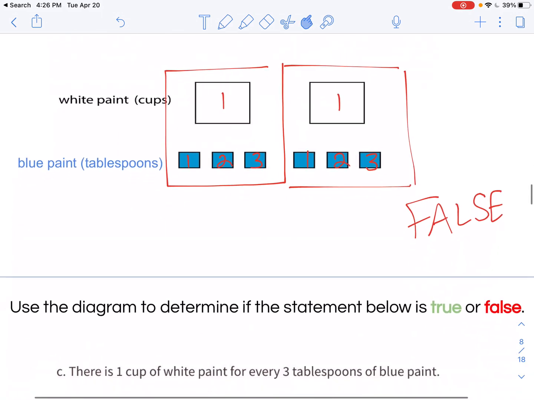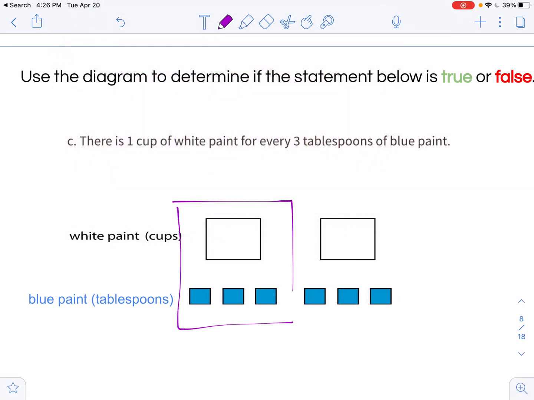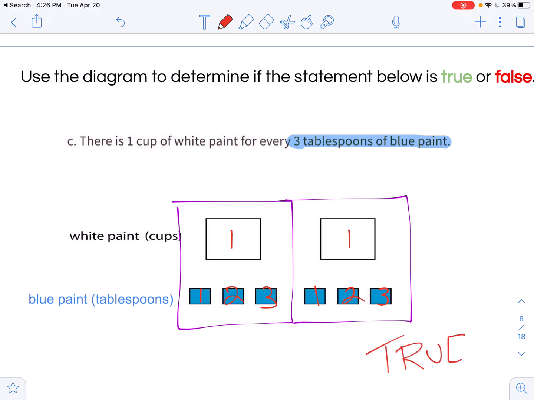All right, let's look at statement C. There is 1 cup of white paint for every 3 tablespoons of blue paint. This one we know is true. It's the same picture that we just drew. The only thing that's different is right here. It says 3 tablespoons of blue paint, not 2. So if we look at this again, there are 1, 2, 3 blues in the same box with that 1 white. There are 1, 2, 3 blues in the right box with that 1. So this is a true statement.